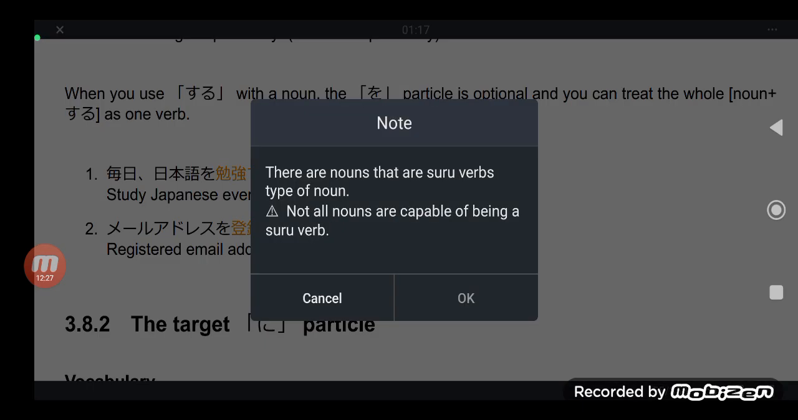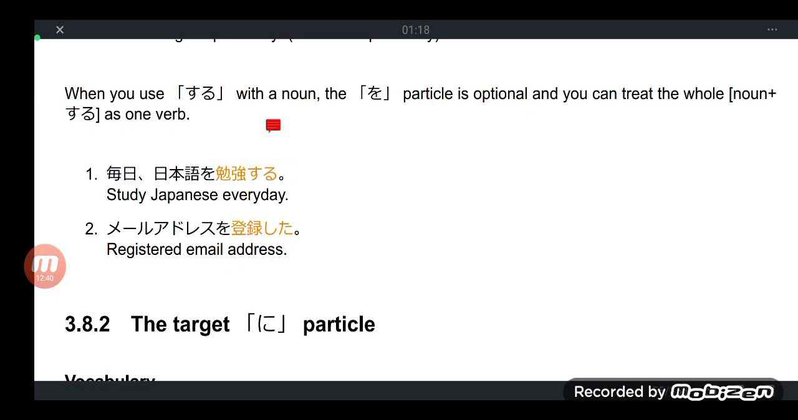Now, there are nouns that are suru-verb type nouns, but not all nouns are capable of being a suru verb. Just like this. Actually, benkyo is a noun. Toroku is a noun. Benkyo is the act of studying. Toroku is the act of registering. So, suru is to do. Shita is done. So, benkyo suru is a suru verb meaning to study.